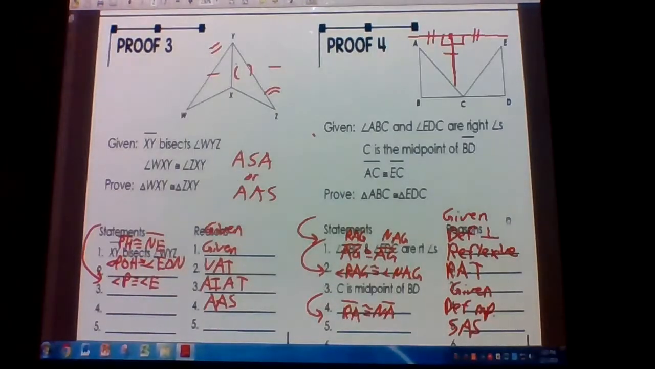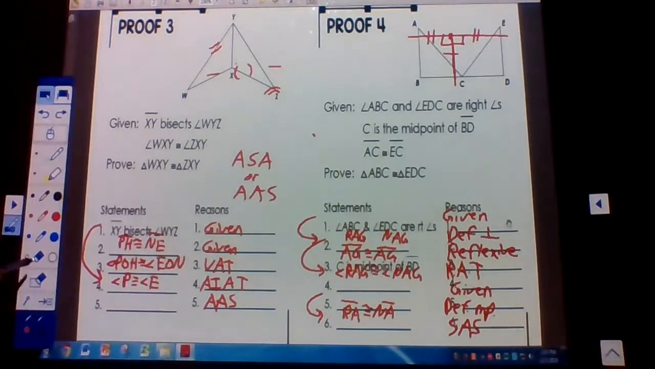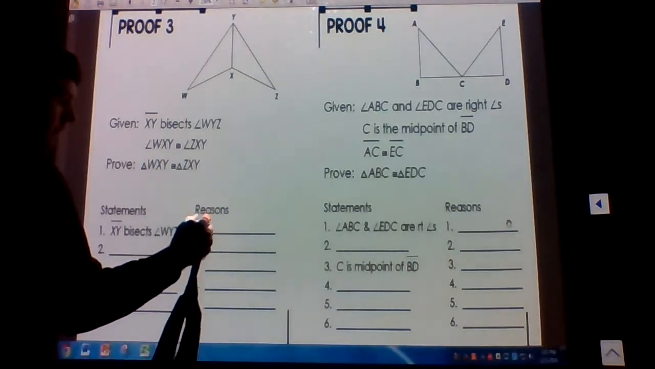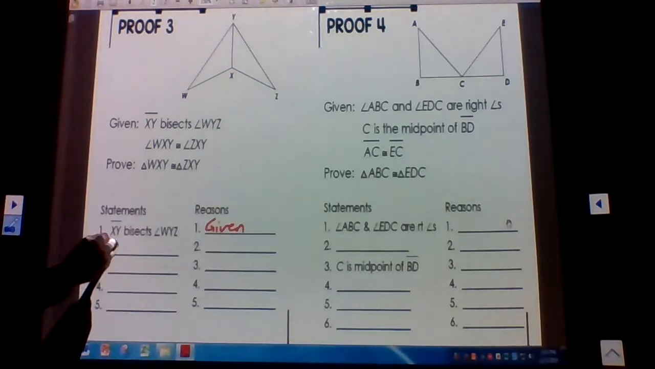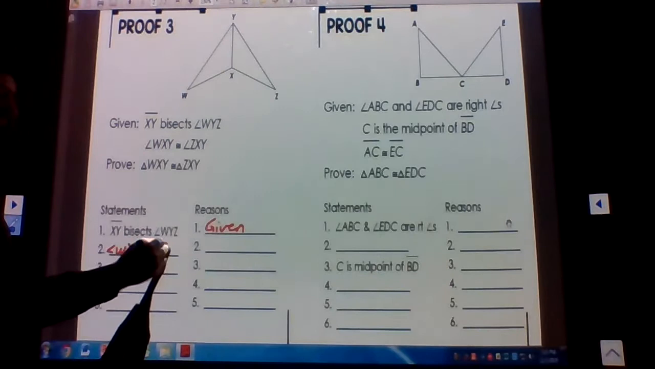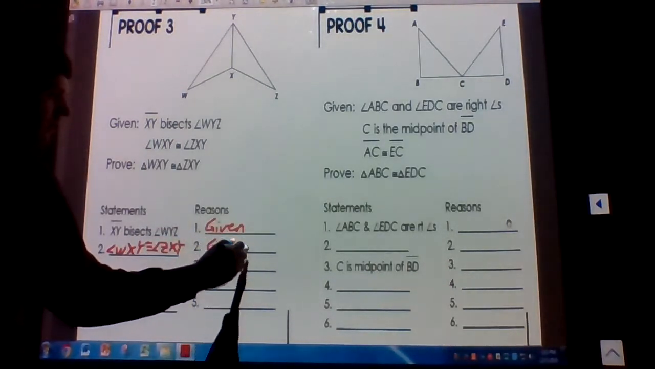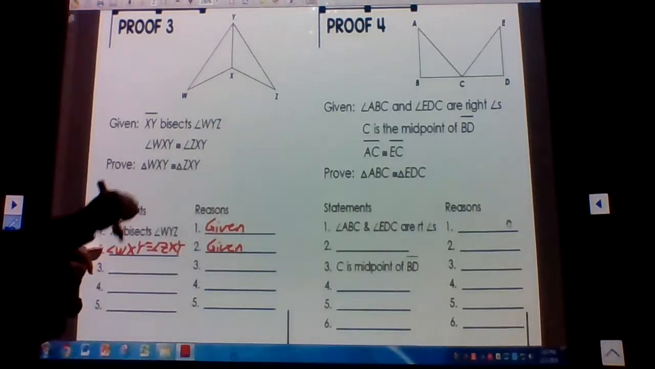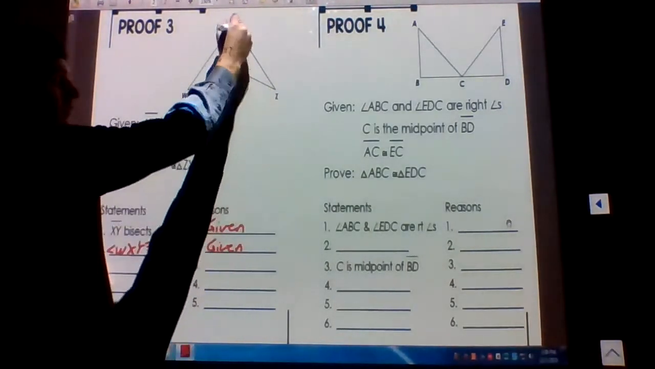Okay, and then now we have our last ones, 3 and 4. Okay, here we have two givens. Segment XY bisects angle WYZ. Okay, we also have angle WXY is congruent to angle ZXY. So let's fill that one in. WXY is this angle right here. That's congruent to angle ZXY.